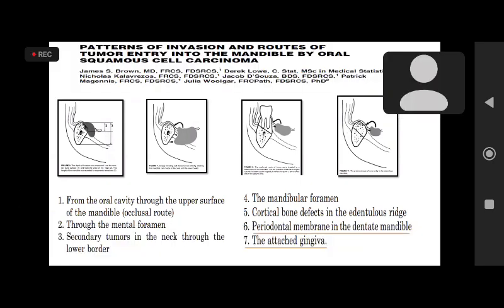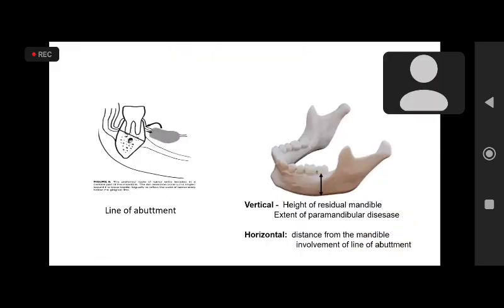Right. So the most important thing, like you said, sir, is vertical extent, height of the residual mandible, extent of paramandibular disease, which is a very clinically important decision to be made by the surgeon, and also the horizontal spread of the disease, how far away the tumor is from your mandible.